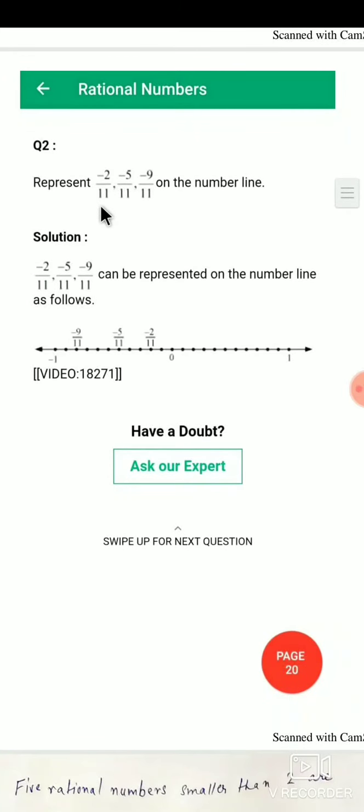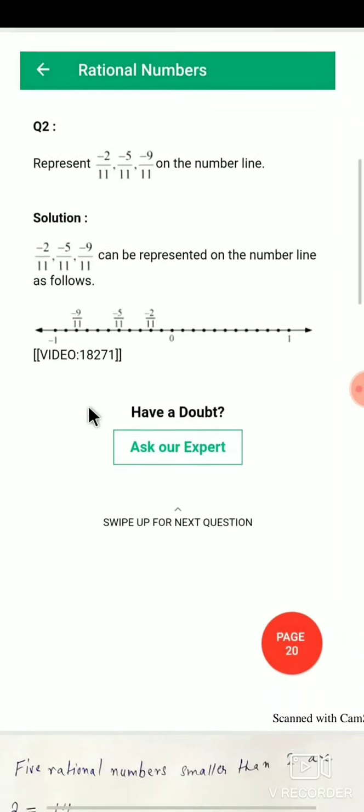In question number 2, we have to represent these rational numbers: minus 2 by 11, minus 5 by 11, and minus 9 by 11 on the number line. Clear? The denominator is 11, so we divide into 11 equal parts, and since they are minus, we go to the left hand side. The first one is minus 1 by 11, the next one is minus 2 by 11. Similarly we move on to minus 5 by 11, minus 6 by 11, minus 7 by 11, minus 8 by 11, and this is minus 9 by 11. Next is minus 10 by 11, and minus 1 means minus 11 by 11. Clear? Now we'll move on to question number 3.